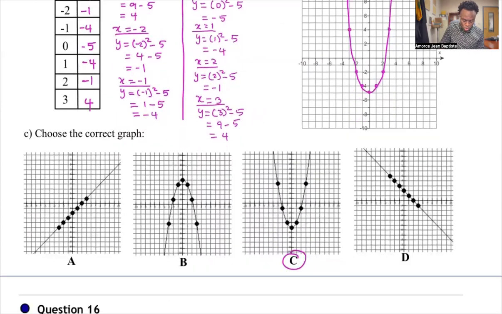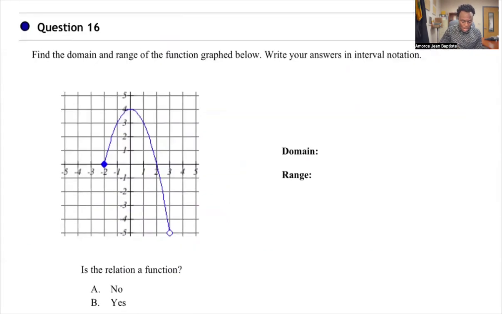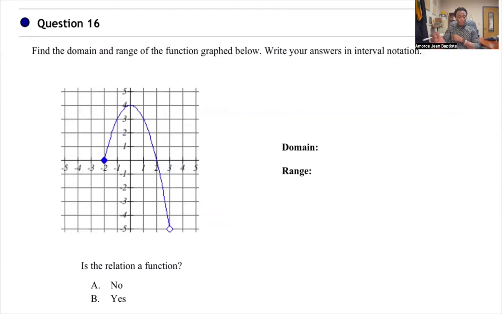And since we already chose the graph, we obviously see this is the graph for it. Here we have this example where we have to find the domain, the range of the equation or the graph, because we don't know if it's a function yet. But it looks like a function. We're gonna tell later. So first, domain.